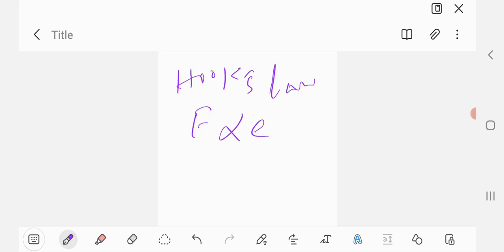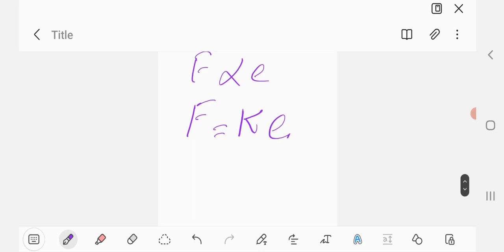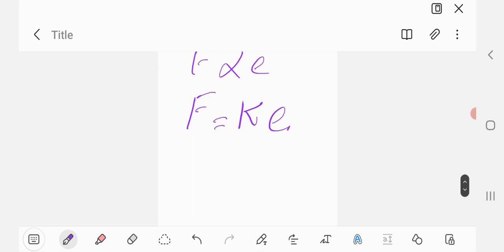The next formula I'm going to share with you is related to Hooke's law. According to this law, force and extension are directly proportional. If you apply some force on a spring, you can see that extension will be produced, and this will be directly proportional up to the elastic limit. But if the spring is stretched beyond the elastic limit, the extension will not be proportional to the force.